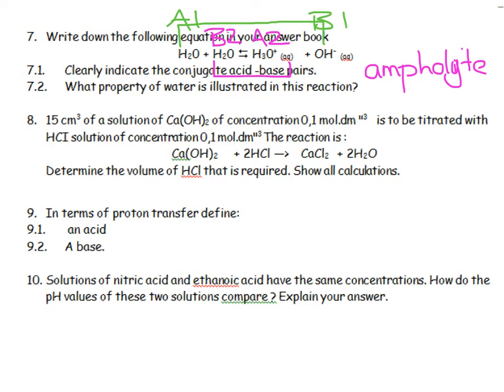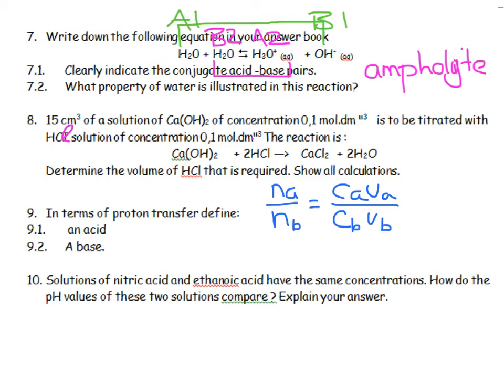You've got 15 centimeters cubed of this solution. It's got a concentration, sorry, that should be a -3, and it has to be titrated against an HCl solution of a certain concentration. The reaction is given, yay, they've balanced it for me. Determine the volume of HCl that is required. I'm going to use the easy formula, Na/Nb, Ca/Va, Cb/Vb, because it is possible to do it with this.